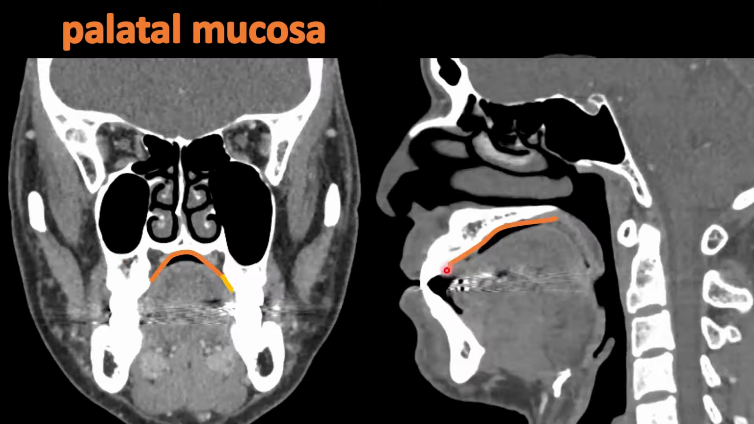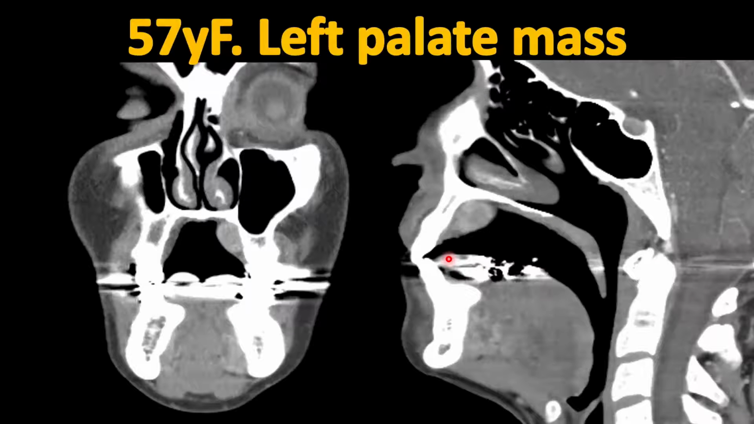In the sagittal plane, we think about it coming back this way, and notice that again is contiguous with the mucosa over the soft palate. Well, the soft palate is part of the oropharynx, and squamous cell carcinomas do like to arise here, but tumors arising from the hard palate are more likely to be salivary gland tumors than squamous cell carcinoma. And this is such a case. This woman has a left palatal mass.